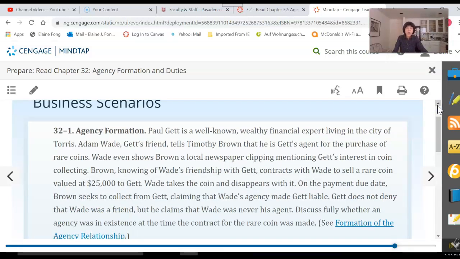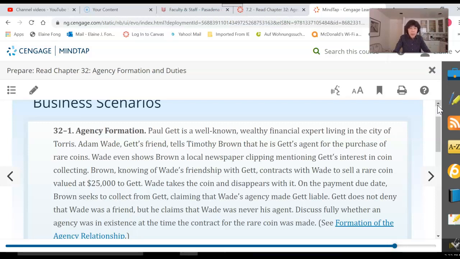Paul Gett is a well-known, wealthy financial expert living in the city of Taurus. Adam Wade, Gett's friend, tells Timothy Brown that he is Gett's agent for the purchase of rare coins. Wade even shows Brown a local newspaper clipping mentioning Gett's interest in coin collecting. Brown, knowing of Wade's friendship with Gett, contracts with Wade to sell a rare coin valued at $25,000 to Gett. Wade takes the coin and disappears with it.